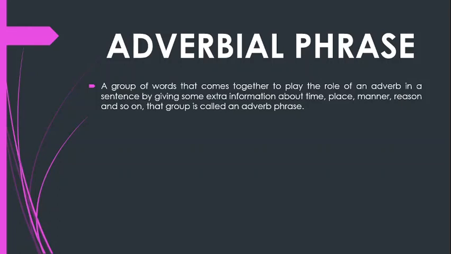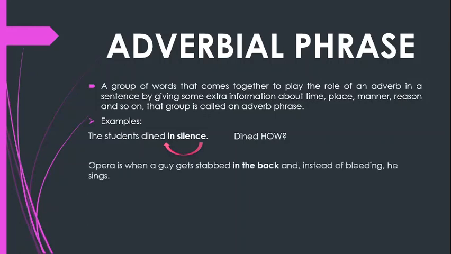Thus we come to the examples. The students dined in silence. Dined how? We are questioning the verb with how. Dined how? In silence. So in silence is an adverbial phrase and it gives us the manner, the manner of the dining. Okay. So, adverbial phrase of manner.